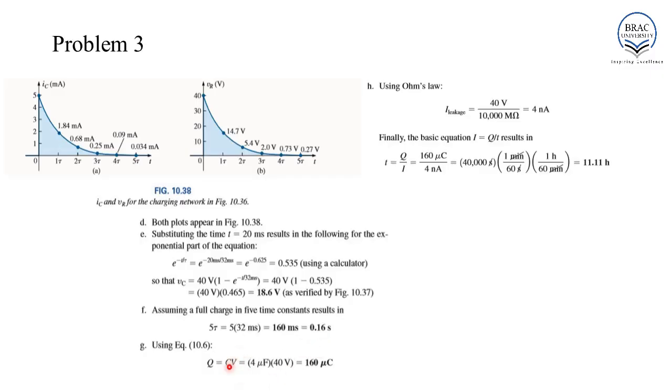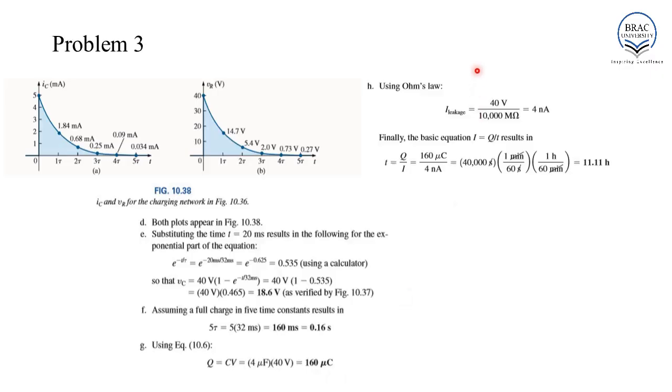After that, the question asked to determine the charge which was deposited on the plates of the capacitor. Q equals CV. C is equal to 4 microfarad and the voltage across the capacitor at full potential is 40 volts. Hence, Q will be equal to 160 microcoulomb.